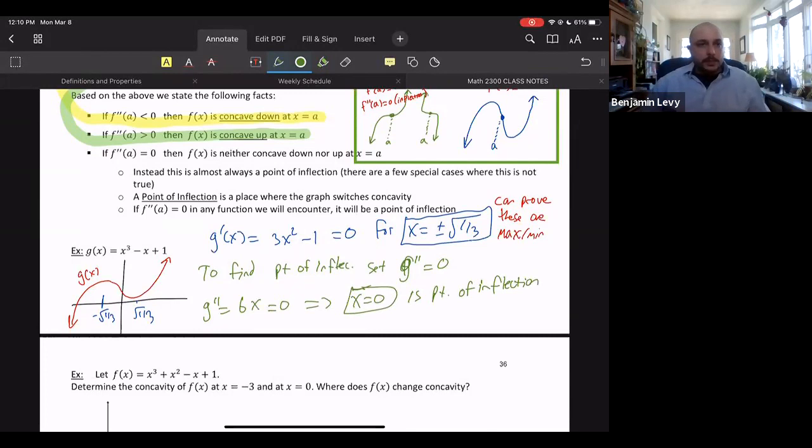So we will explore this a little bit more. We also have something called the second derivative test to show us maxes and mins. So we'll see that as well.